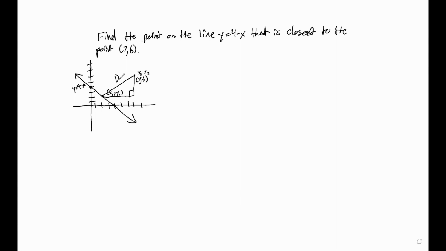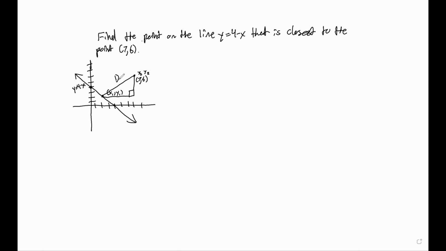So y equals 4 minus x, I have drawn it on the graph, and I have put 7,6. Now, on the graph, we don't know the exact point that is closest to 7,6, so I just labeled that point x1, y1. All right? And from this, we can presume, if we draw a right triangle, that the hypotenuse between these two points is the distance between them.